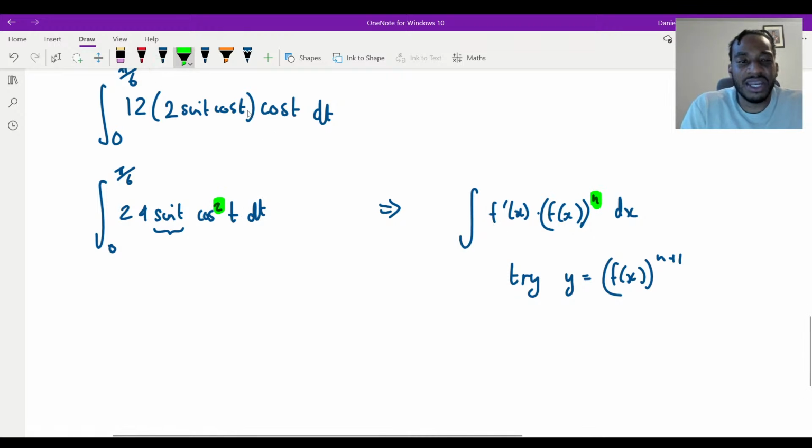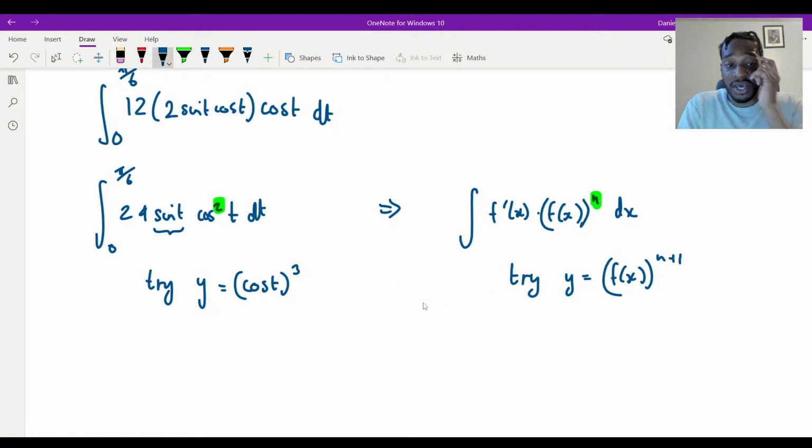This tells me I need to increase this power. So what that tells me is that I'm going to try set y equal to, and I'm going to write cos t, all to the power of 3. Can we see I've increased that power there? And then what's going to happen with the reverse chain rule is very simple. This is what you're going to do.